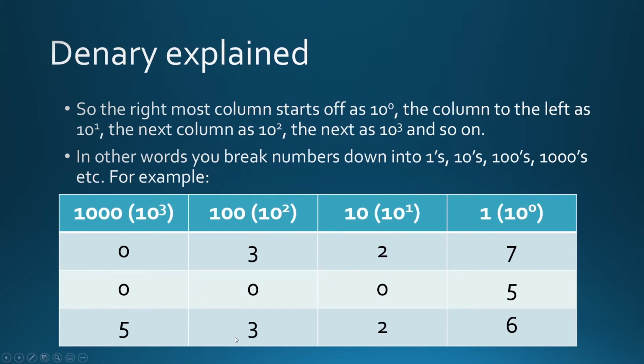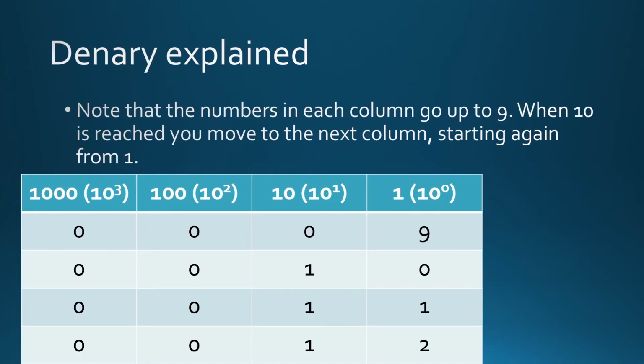What about 5,326? Thinking about it, it's made up of 6 1s, 2 10s, 3 100s, 5 1000s. Then add them all up together. 5 times 1,000 plus 3 times 100 plus 2 times 10 plus 6 times 1 would get you 5,326.